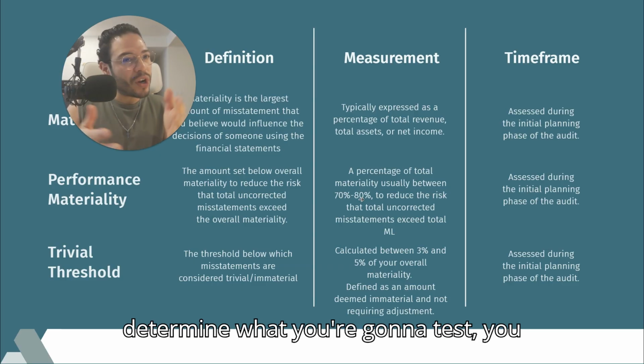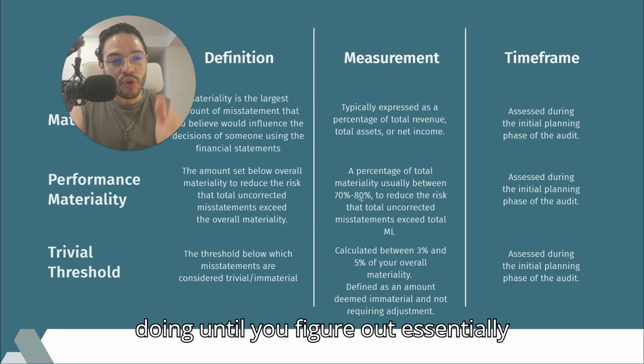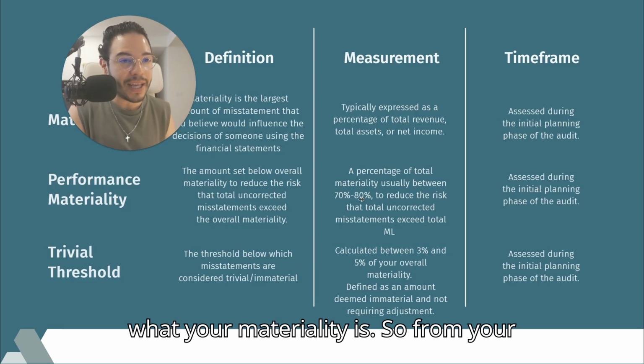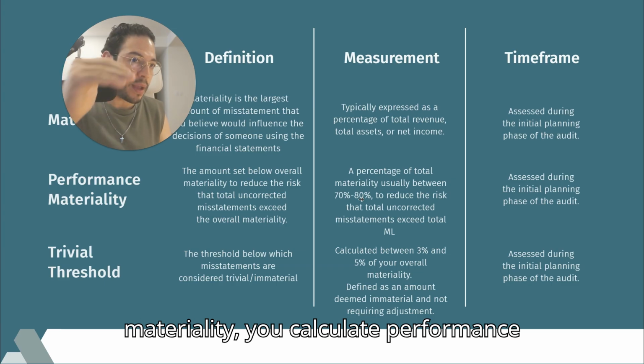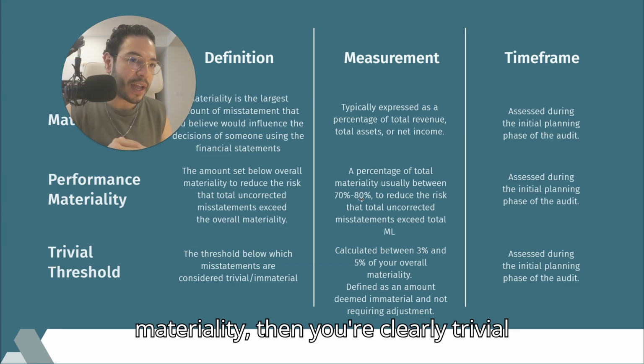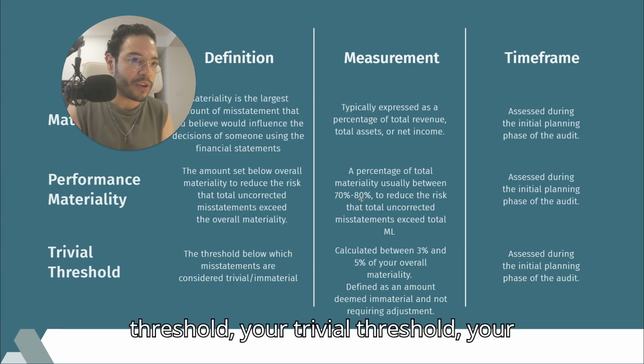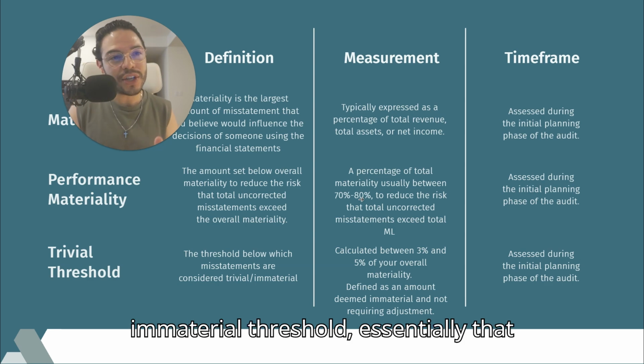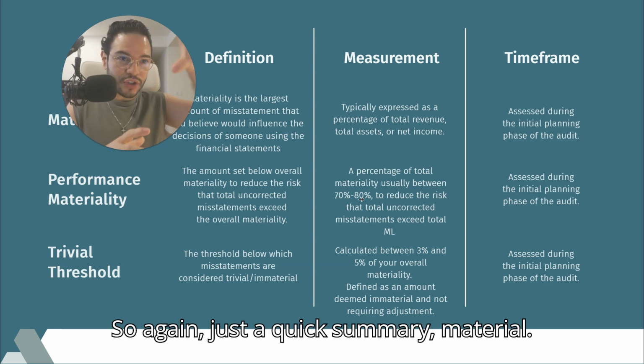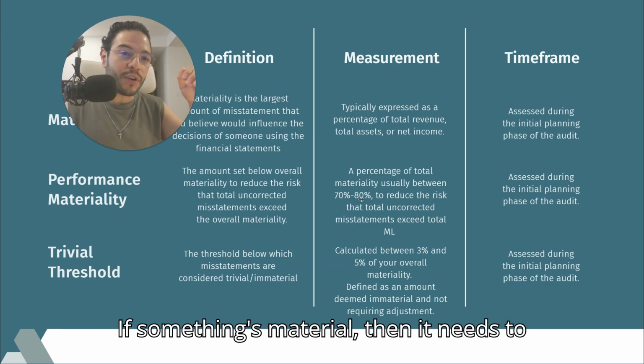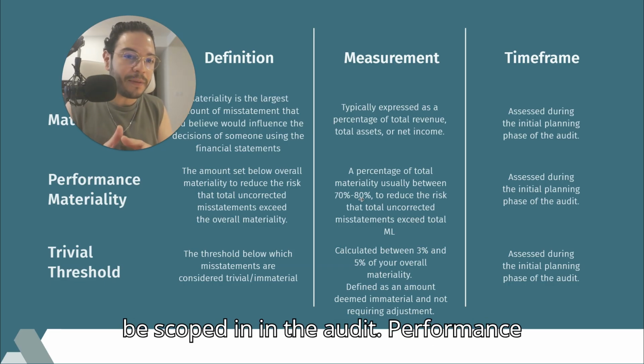Because again, you can't determine what you're going to test. You can't determine what you're going to be doing until you figure out essentially what your materiality is. So from your materiality, you calculate performance materiality, then your clearly trivial threshold, your immaterial threshold. Essentially, that determines, so again, just a quick summary, material. If something's material, then it needs to be scoped in the audit.